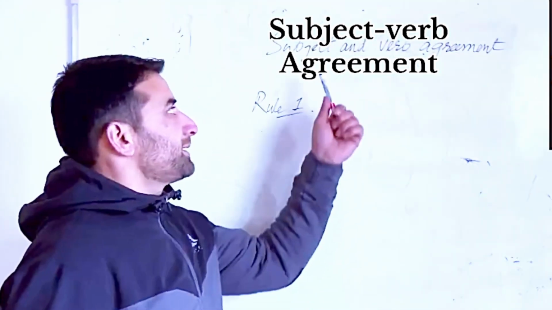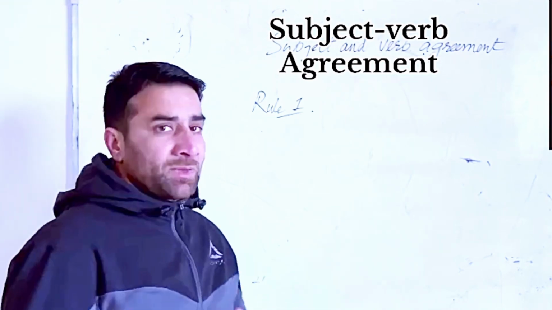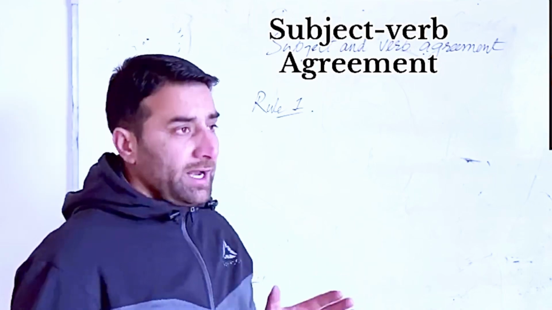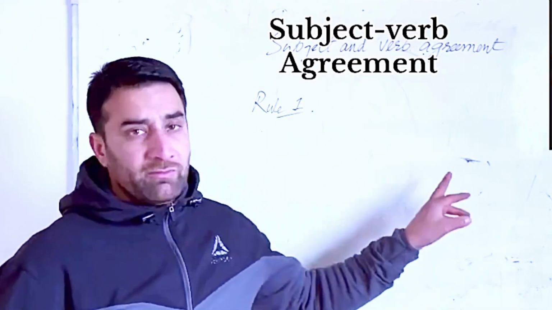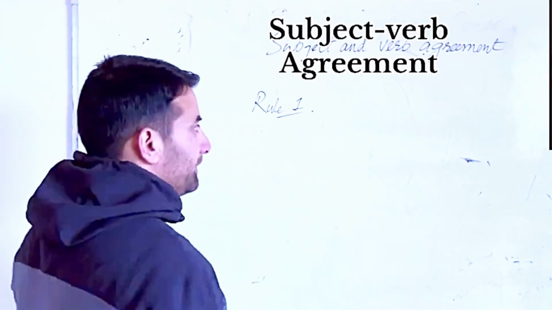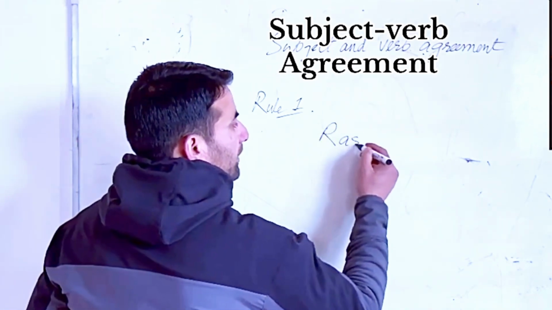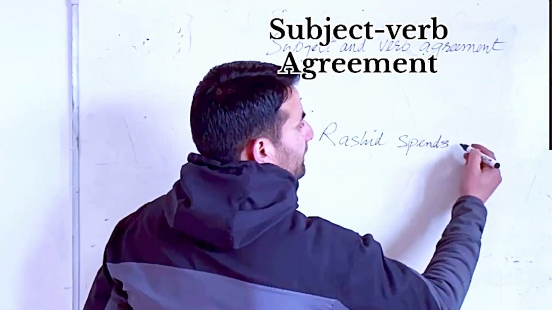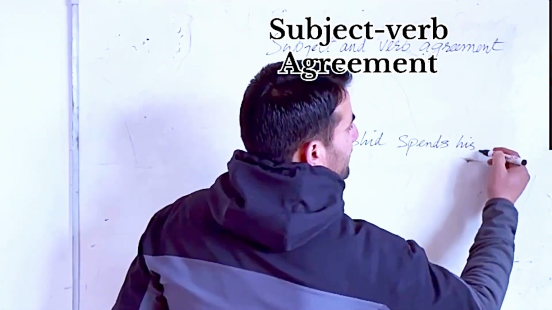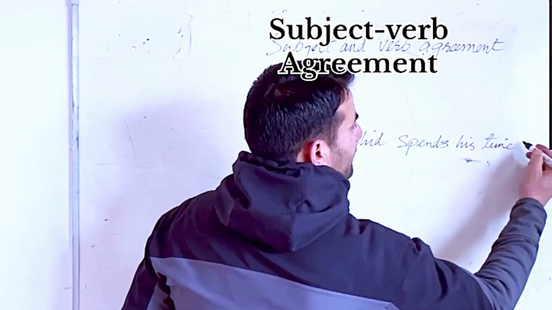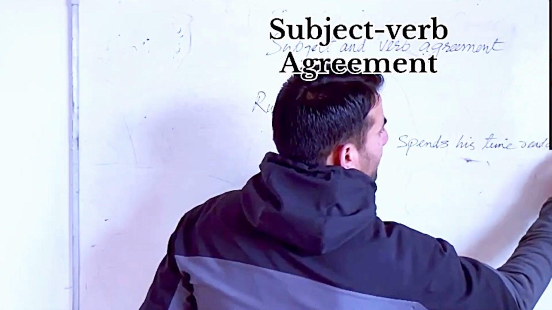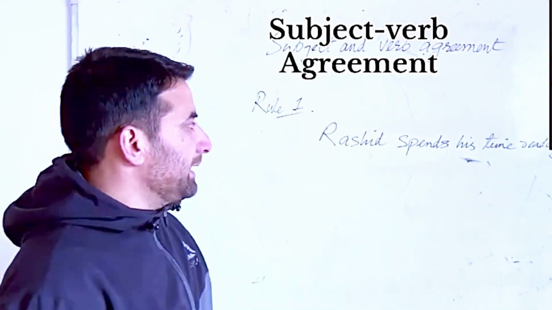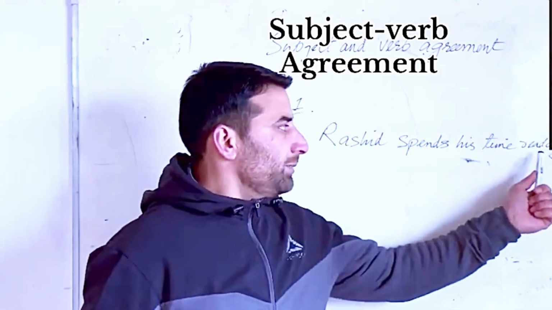First rule of subject to verb agreement. So what is that? It is simply if the subject is singular, corresponding verb should be singular, and if the subject is plural, corresponding verb should be plural. Let us go for an example. Rashid spends his time reading a book. So I have a sentence, you can clearly see it. Rashid spends his time reading a book.